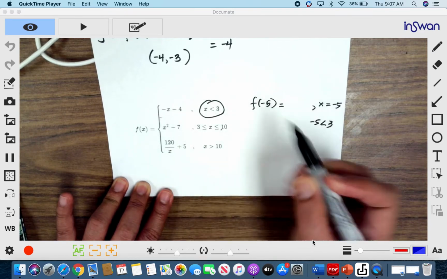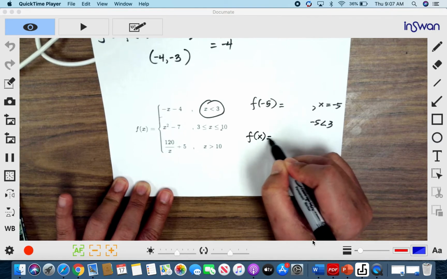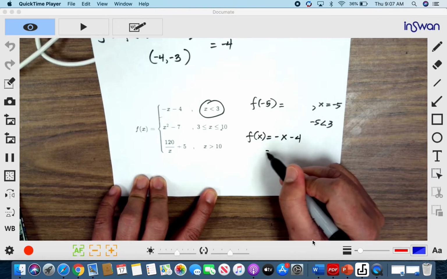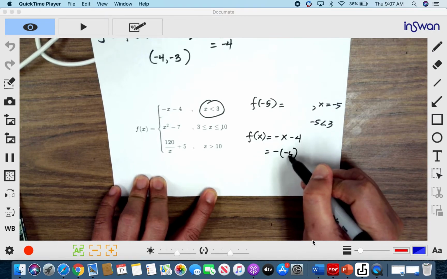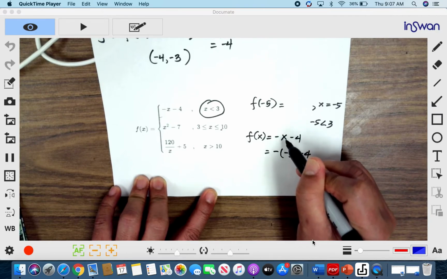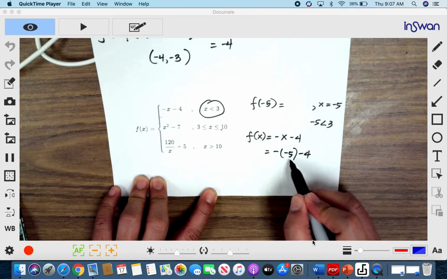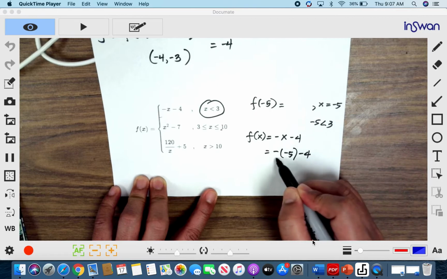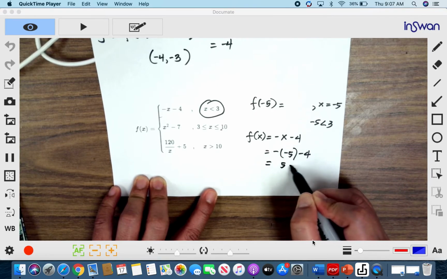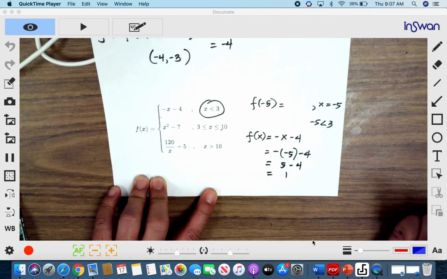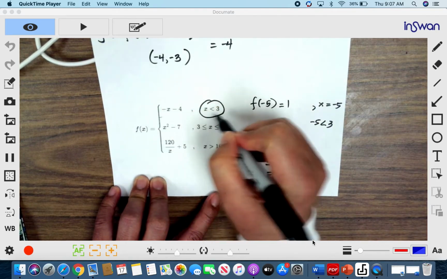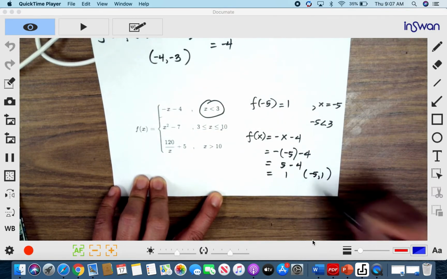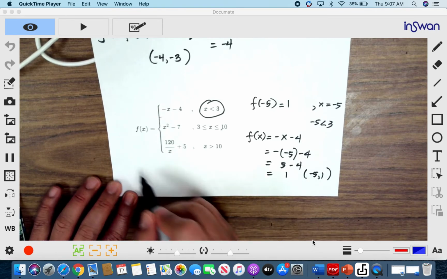Now we will choose this piece: f of x equals -x minus 4. Then you plug in your x, negative 5, and be careful of how you plug it in here, because this means your x is negative. You need to put negative 5 inside the parentheses, because you are taking the opposite of your x, since negative times negative is positive 5. So this will be 1. Therefore, the graph in this piece will be hit by the point (-5, 1). Alright, now let's go to the second one.